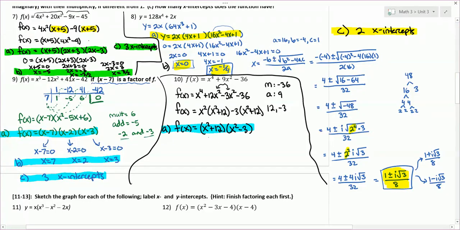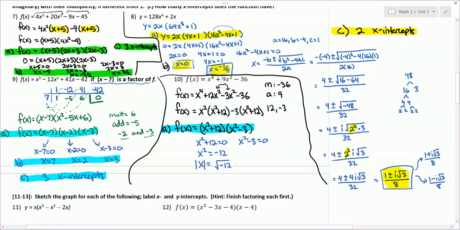So we set each factor equal to 0. x squared plus 12 equals 0, and x squared minus 3 equals 0. And solve. So on the first one, I subtract 12, and then take the square root. So x is the square root. When I take the square root of x squared, that's the absolute value of x, and the square root of negative 12.